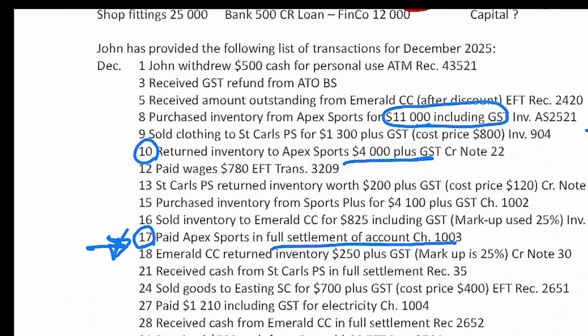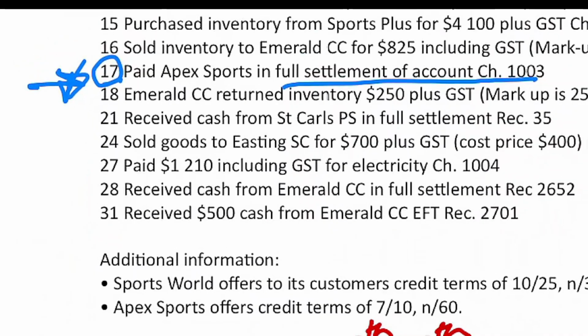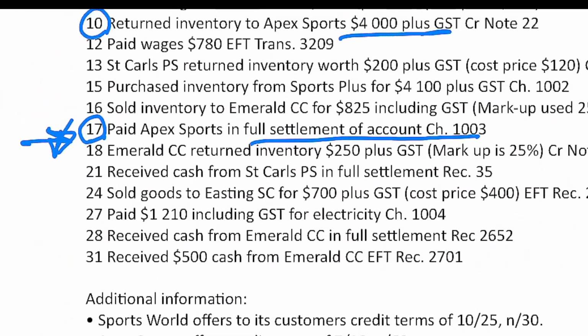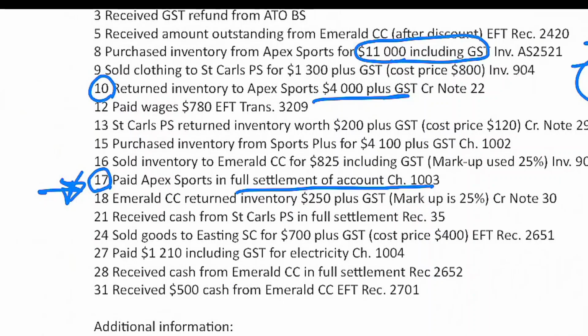Is it discount? Discount. At least one person can remember. Now the point: are we eligible for the discount? Yes. How do we know it's a discount? Because they made it on the 8th and we paid it on the 17th.